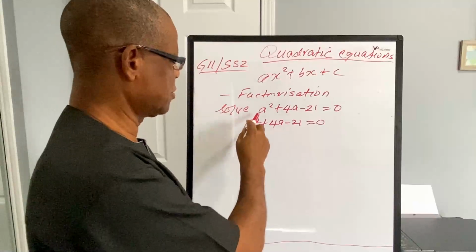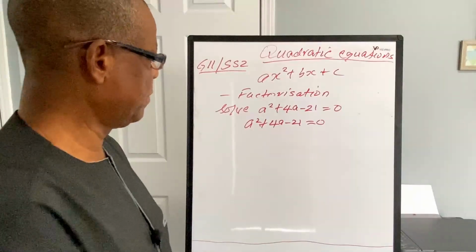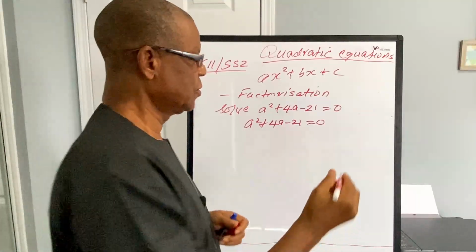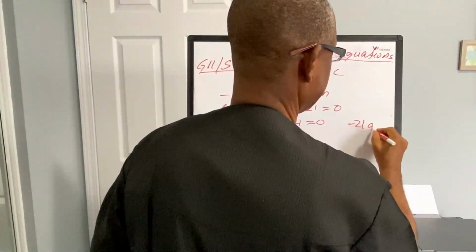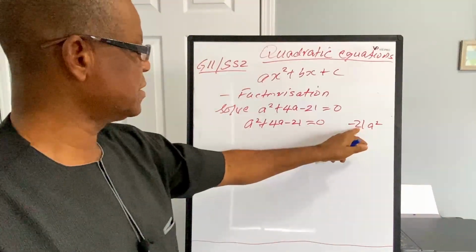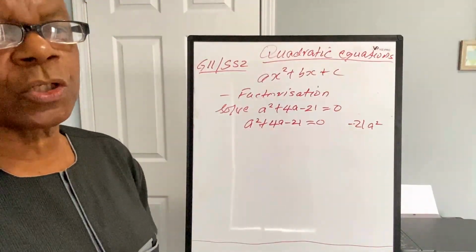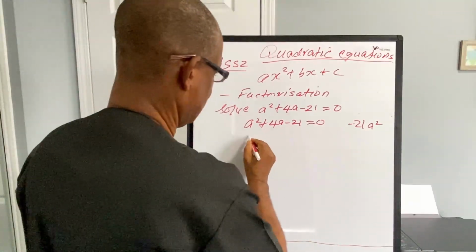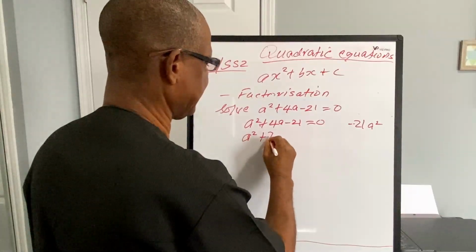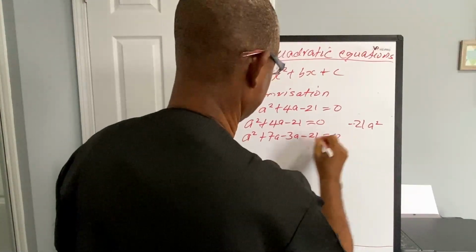Remember I told you this is component A, this is component B, and this is component C. And so we multiply component A and C, giving us minus 21a squared. And we find two factors whose product will give us minus 21a squared, but whose sum will give us plus 4a. We said that that will be 7 and 3. So we have plus 7a minus 3a minus 21 equals to 0.